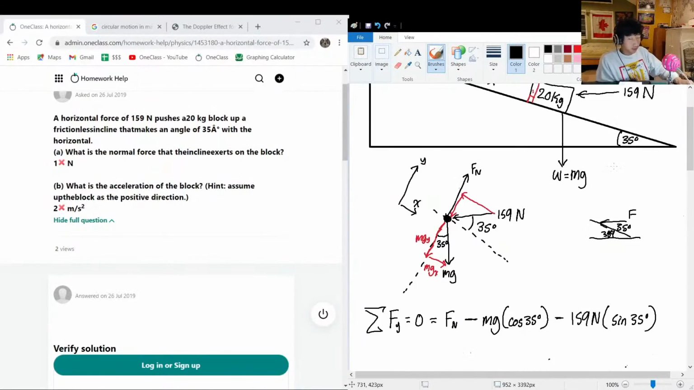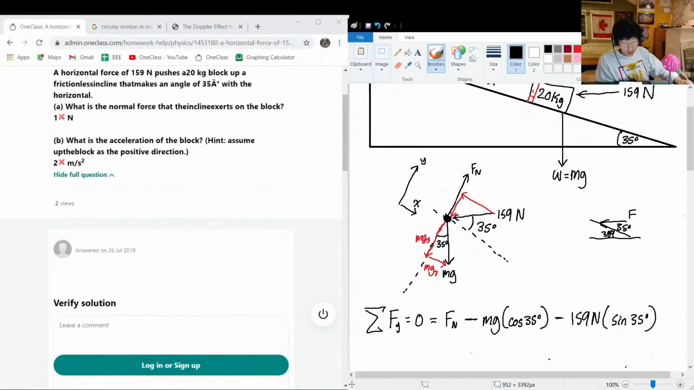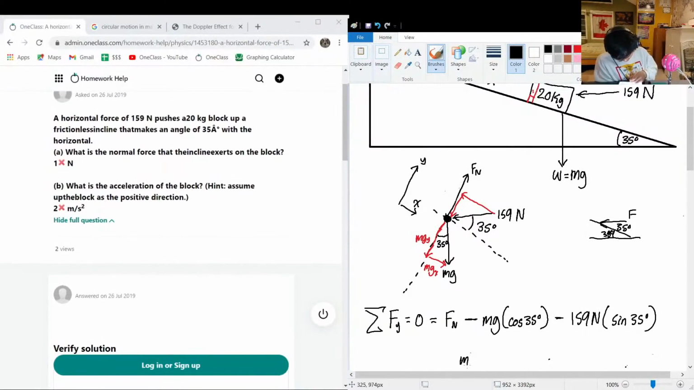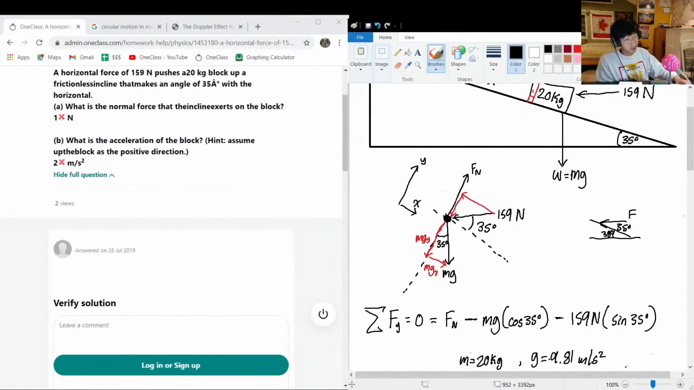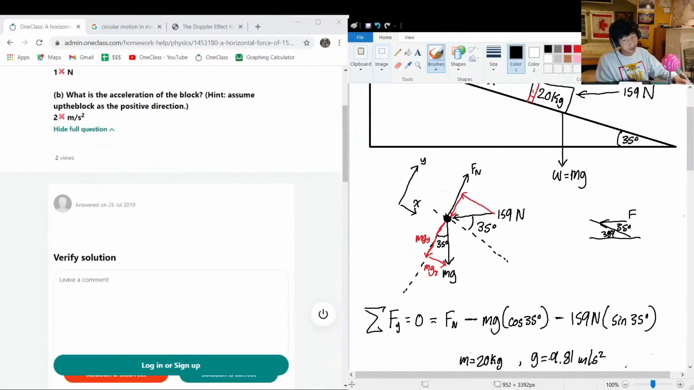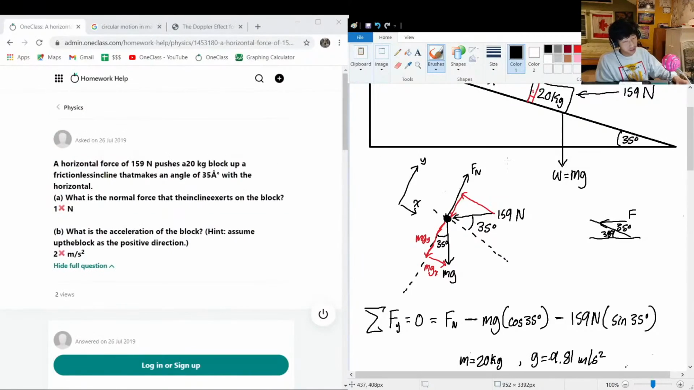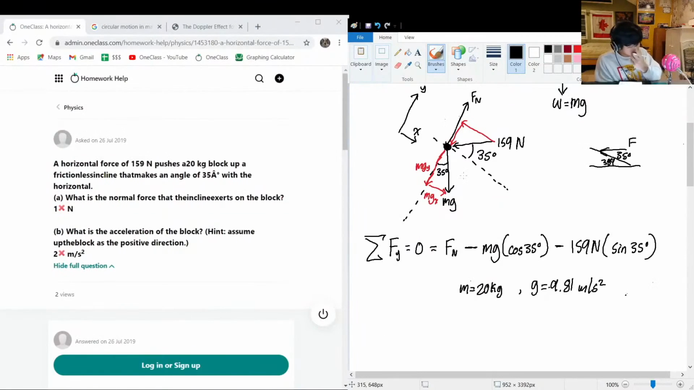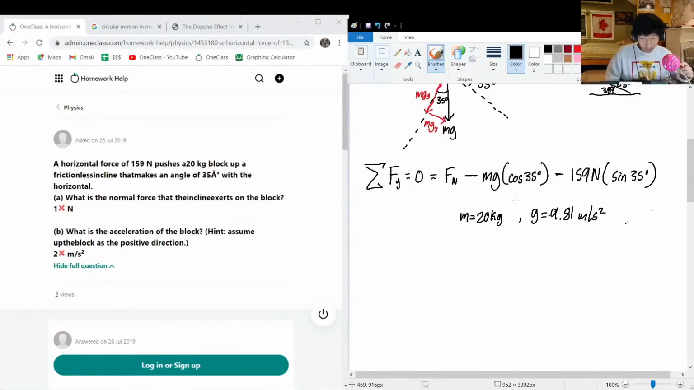So now let's sub in our m value. Our m value is 20 kilograms. And our g value is equal to 9.81 meters per second squared. You could use 9.8, but here in Canada it's 9.81. Closer to the poles of the Earth, you'll have faster acceleration, and closer to the equator, you'll have slower acceleration. So in your local area, you might have a different g value, but we'll just use 9.81 here in Canada. Okay, cool.